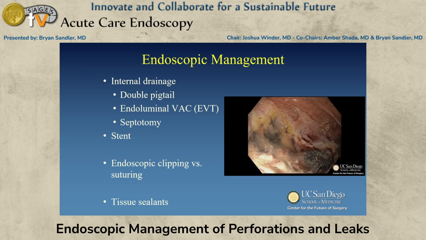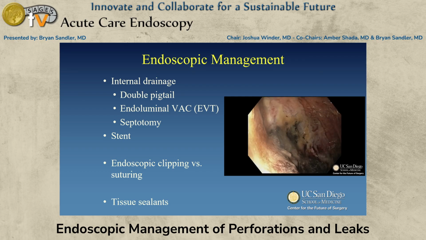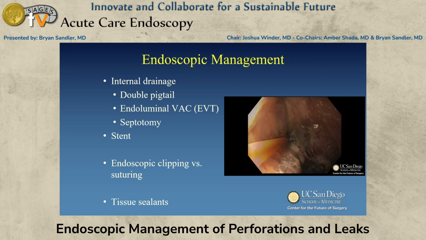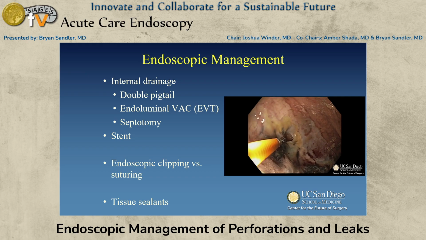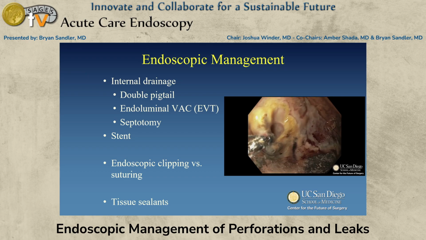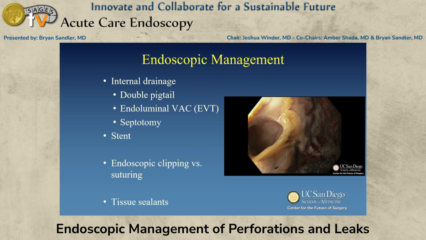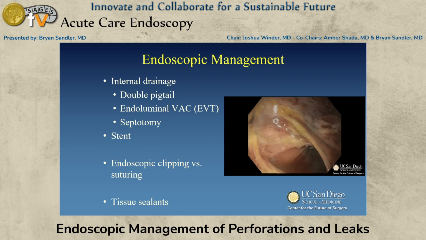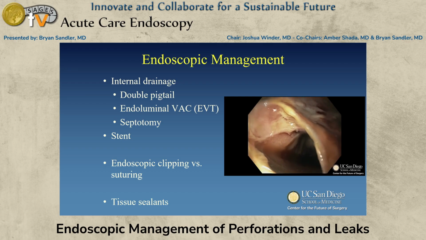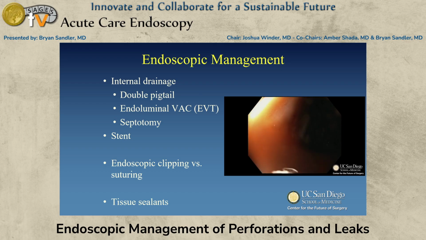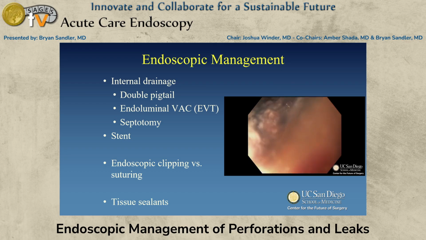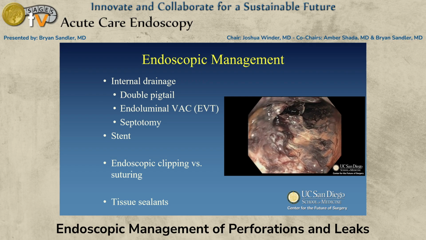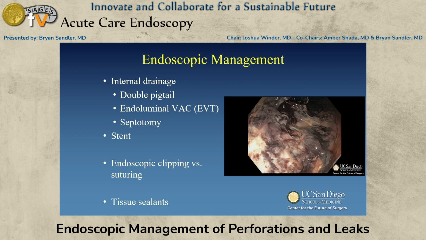And so management, this is the way I think about management. So there's internal drainage, and I'll go over the double pigtail, evac, and septotomy. Those are ways we internally drain a leak cavity. Stenting, and I will cover that as well. Endoscopic clipping versus suturing are options. And again, we've heard about through the scope clips and over the scope clips. And then tissue sealants.